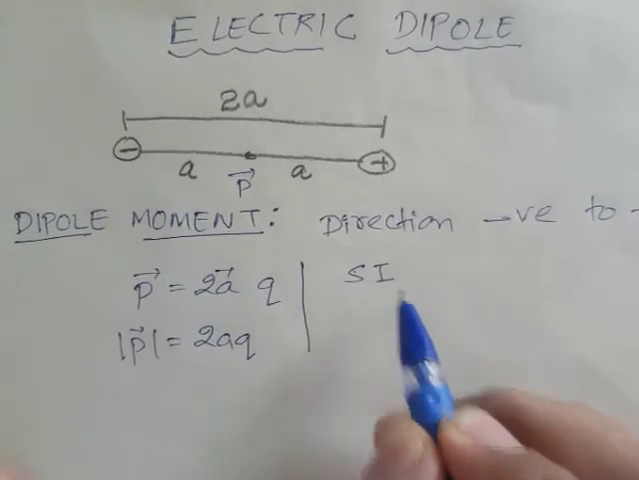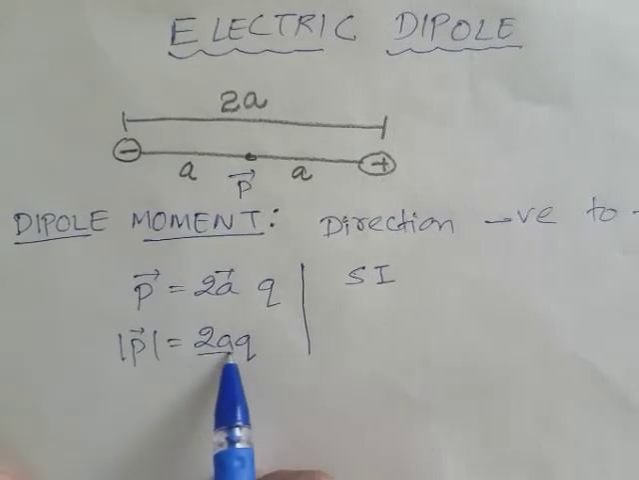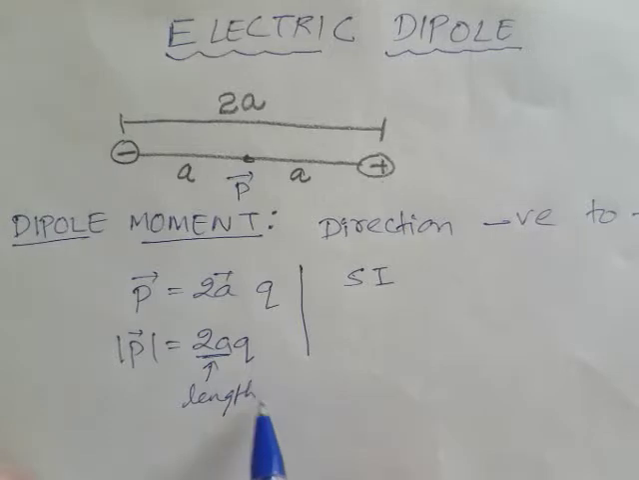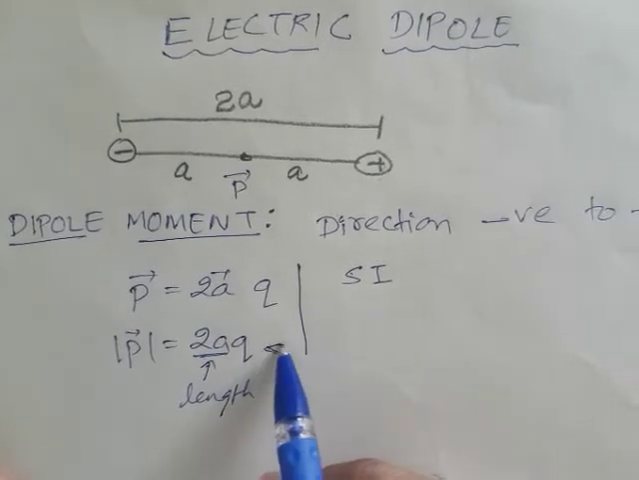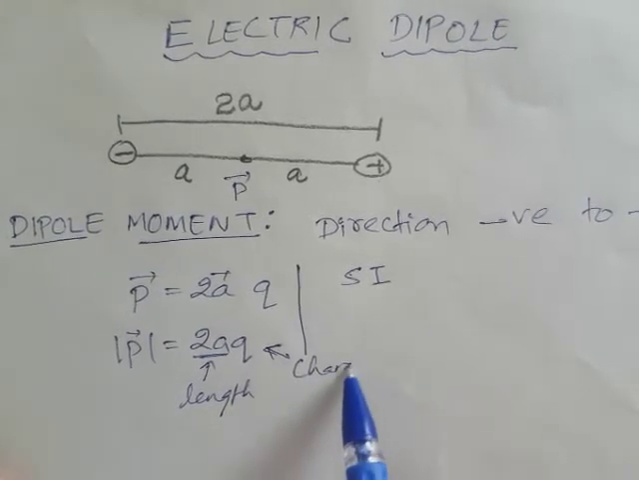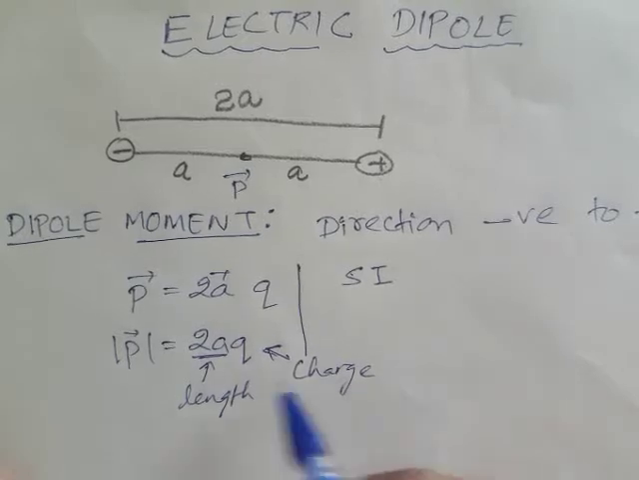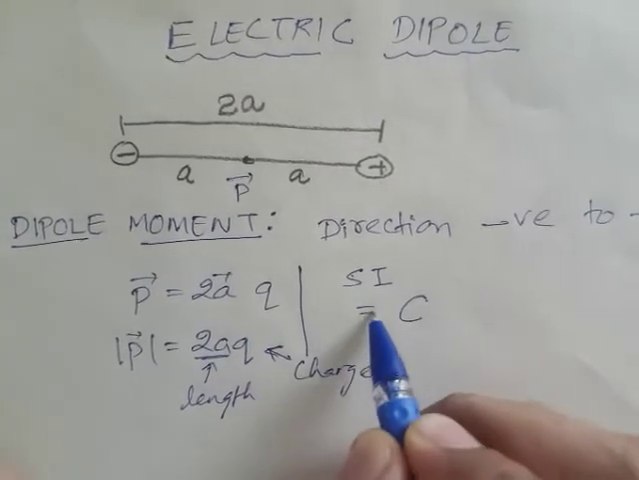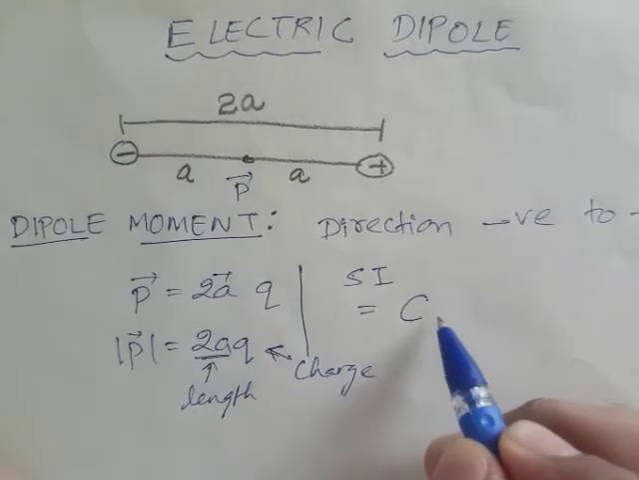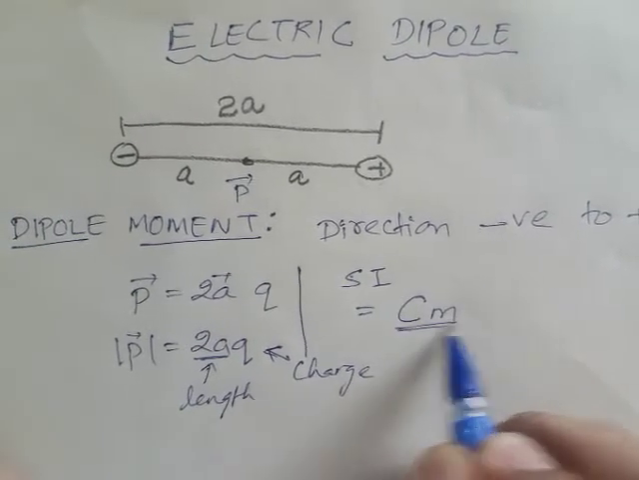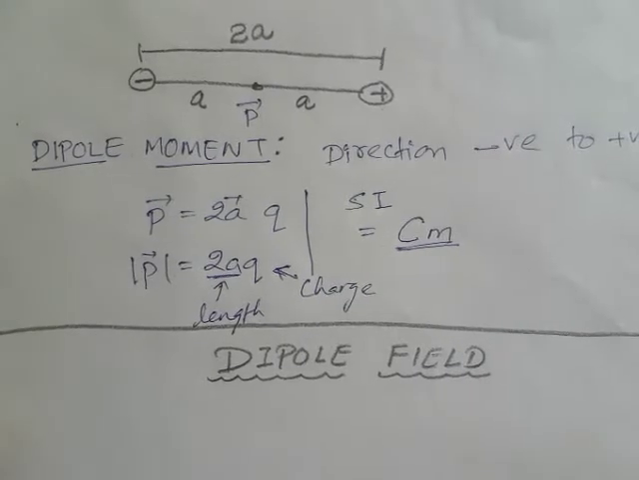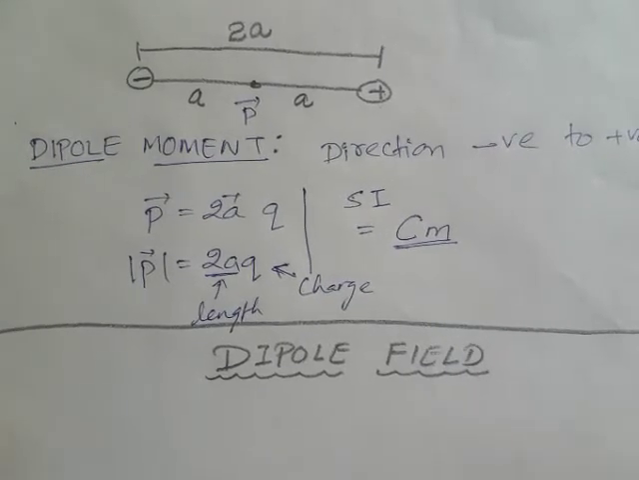Now the SI unit of an electric dipole moment can be seen directly. 2a is a length and q is a charge. The unit of charge is coulomb, denoted by capital C, and length is measured in meter, so it can be written here as coulomb meter.